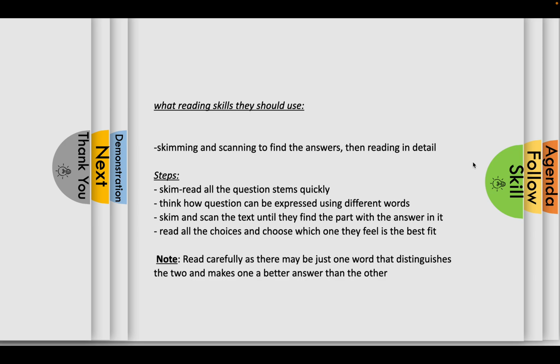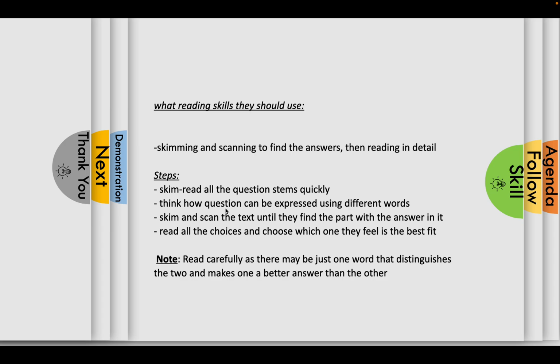First, you need to quickly read the question stem, right? For example, you need to understand what is being asked in the question, like whether they are asking about the reasons, causes, or some solutions of the problem. So you just have to understand in your mind what they are actually asking in the question.